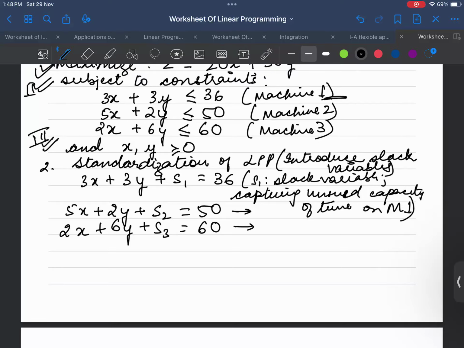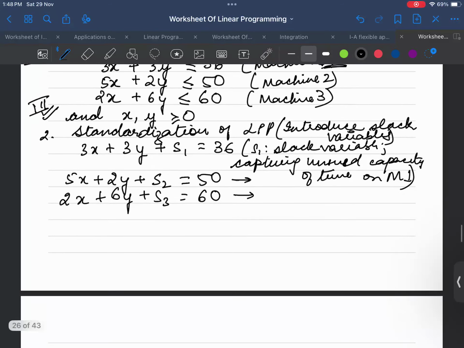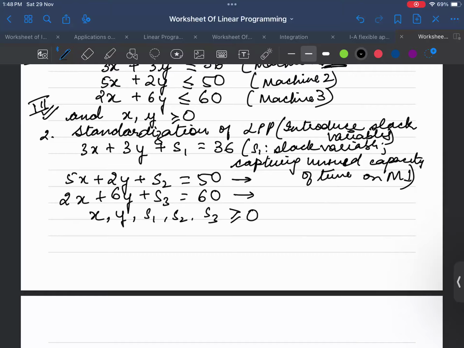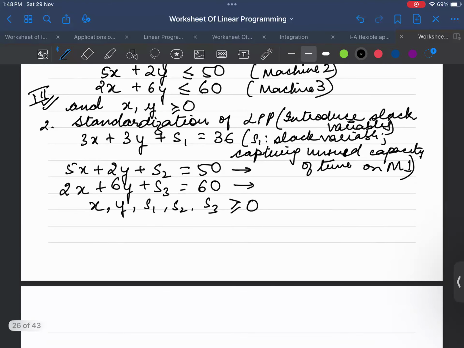Now, when we have added these to the constraints, our LPP problem will become, we have to add the objective function first. Objective function says z equals 20x. Or before that, let me explain one part. Over here, now the variables will be x, y, s1, s2, and s3. They all need to be more than or equal to 0 for the non-negative restrictions. Is it clear?